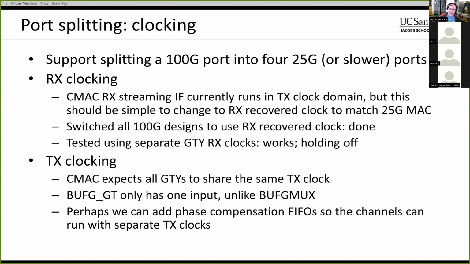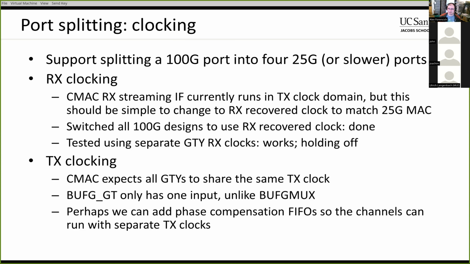On the RX side, I tested using separate GTY RX clocks. It works, but I'm holding off on that because I think what I want to do is, when I put together a new wrapper, then depending on whether you're using a 100 gig port or have the option of port splitting, we can switch around the clocking infrastructure as necessary. So if you're just doing 100 gig, you don't need to use separate RX clocks. Then you can save a few clock routing resources if you go that route.